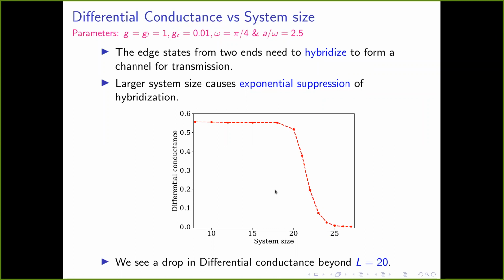Okay, so now I was talking about the system size having to be small. Is that because the edge states from the two ends need to hybridize? If the system size is larger, then since the edge states have an exponential fall off in the bulk of the system, if the system size goes beyond a certain length, the hybridization can be exponentially suppressed, and that is when the differential conductance drops, as you can see, beyond L equals 20.